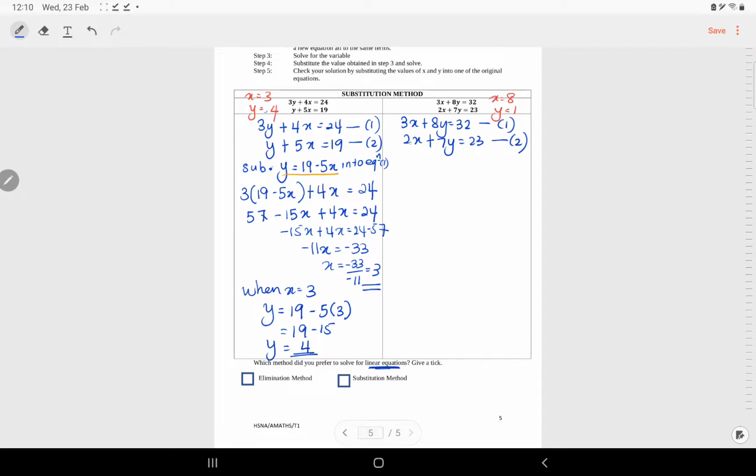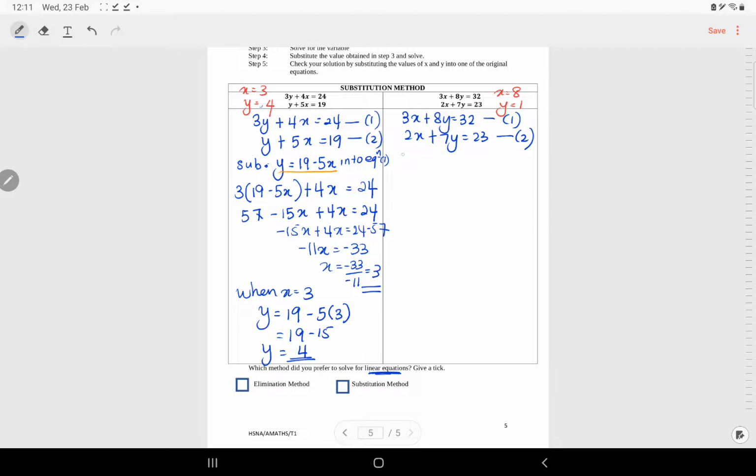Second equation. So now I'm going to pick one of these equations, and let's say from equation 2, substitute. So I'm going to make y the subject. So let's substitute y equals 23 minus 2x over 7. You substitute this into equation 1.